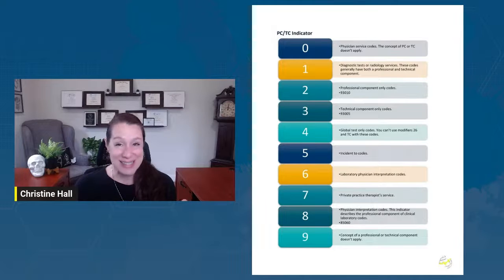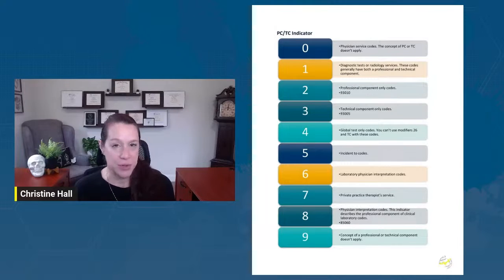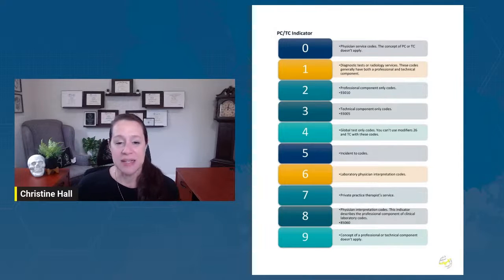Now, we don't assign these indicators. Remember, these indicators are already assigned to the CPT codes. 8 is a physician's interpretation code. It describes the professional components of clinical laboratory. So there's an example there, 85060. And 9, it means that the concept of professional or technical doesn't apply to this at all. It's more of a medicine section where in that particular instance, we don't have a professional or a technical component to it.